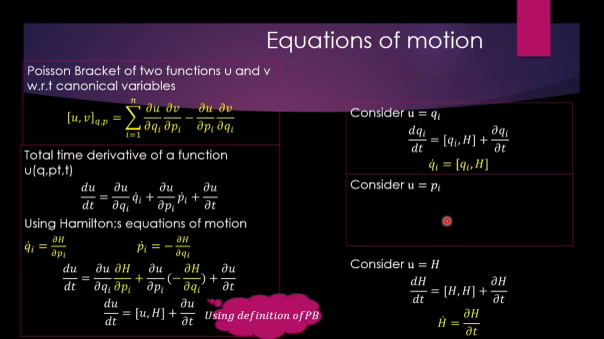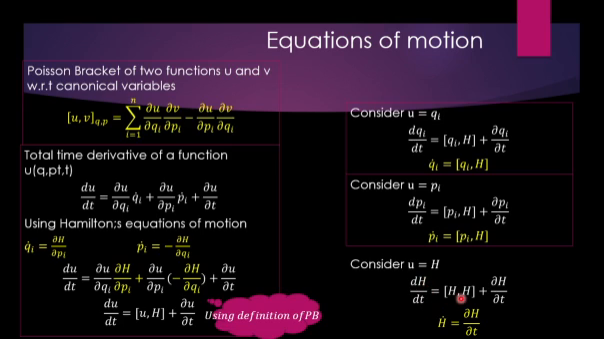And similarly, if you consider u equal to pi, then substituting over here, dpi/dt will be equal to the Poisson bracket of pi with H plus ∂pi/∂t. Again, p doesn't have an explicit time dependence, so that will be 0. It has only indirect dependence, that is why pi dot is equal to the Poisson bracket of pi with H. And remember, there is no minus sign in the Poisson bracket, while that is there in the case of the normal equation of motion.